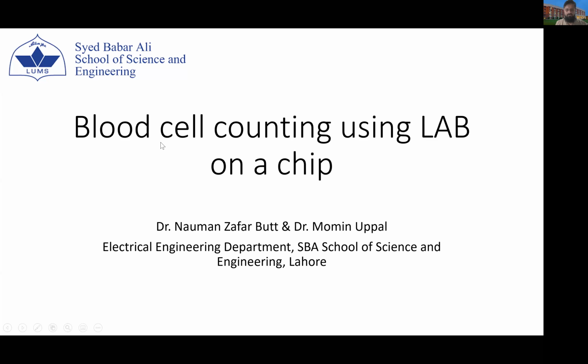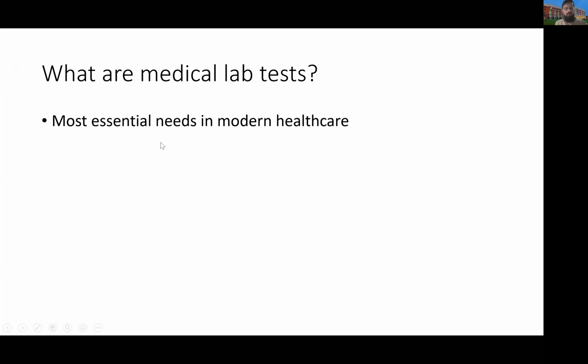All right, so let's move on. Specifically, these devices that are called lab on a chip are basically meant to bring about a major change in how medical lab tests are being conducted nowadays.